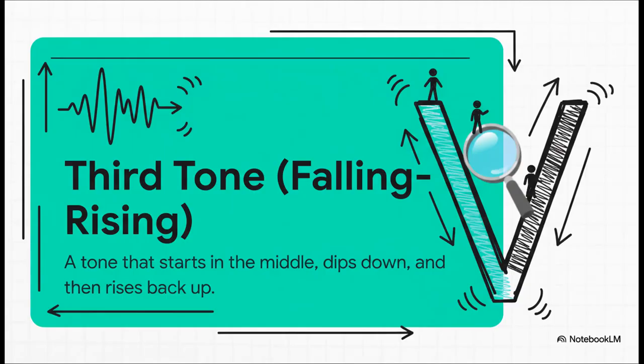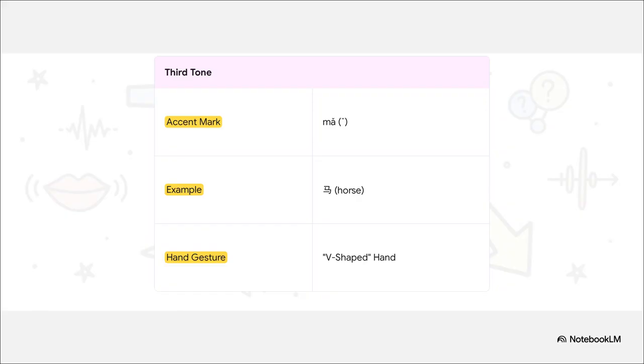Okay, now for the one that trips a lot of people up at first, the third tone. But don't worry, it's not so bad. Think of this as the dipping tone. Your voice starts in the middle, dips way down, and then comes back up again. It makes a little V shape with its sound. And once again, the accent mark is a perfect little map for your voice. It's shaped like a V or a check mark, showing you exactly what to do. So this is ma, which is our word for horse, and the hand gesture, of course, is just drawing that same V shape in the air.